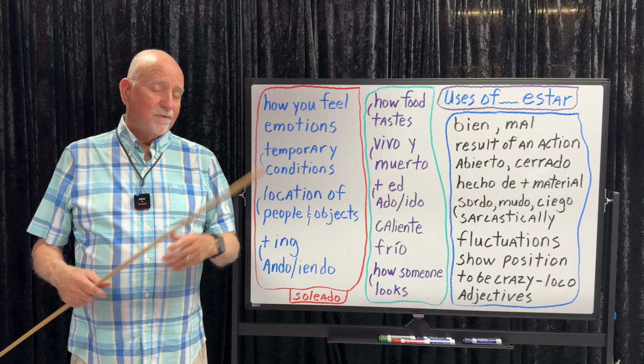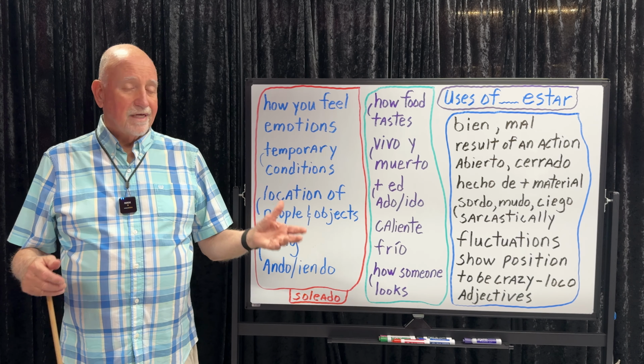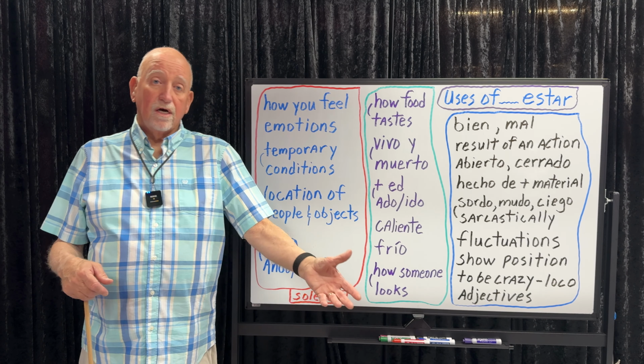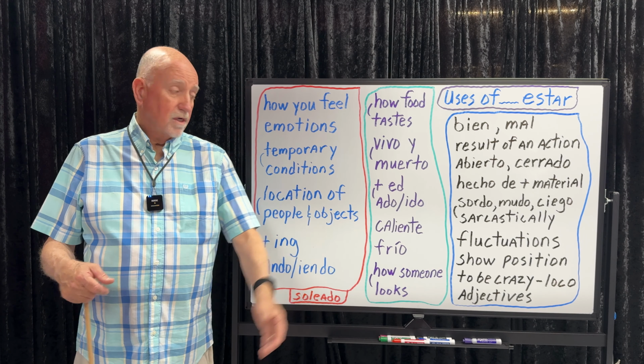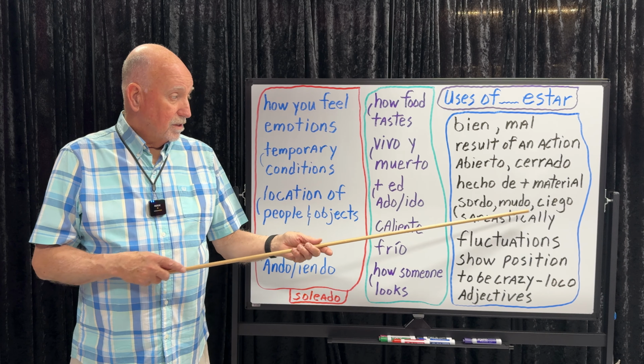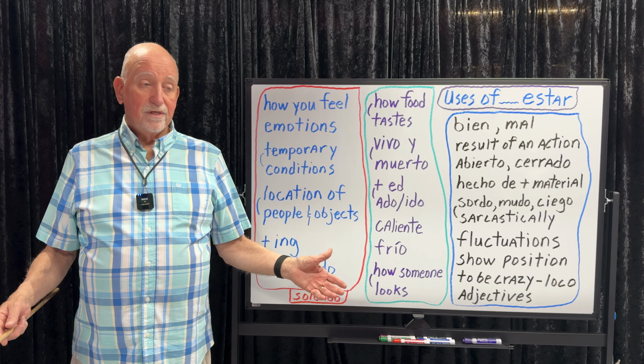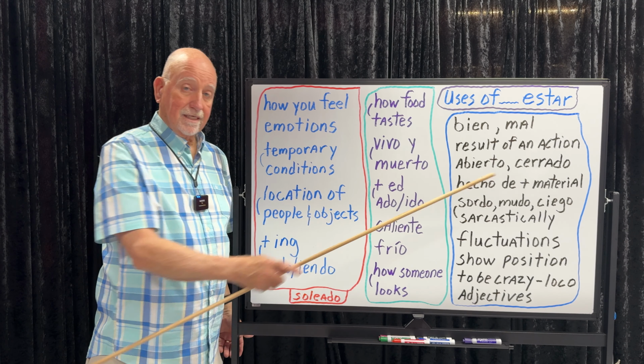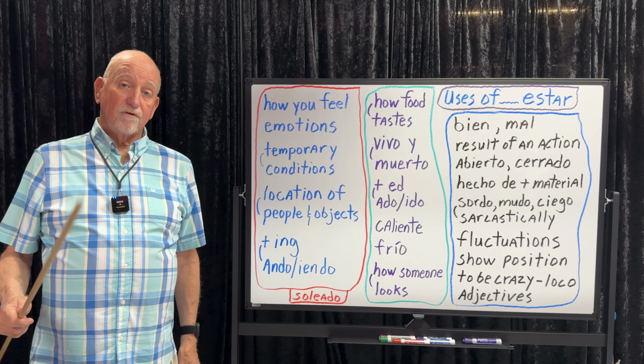But as we grow up, sometimes you'll say to a friend, are you deaf? ¿Estás sordo? Are you mute? Can't you talk? ¿No puedes hablar? ¿Estás mudo? Are you blind? You didn't see that? ¿Estás ciego? People can use it sarcastically, and it's used with the verb estar.